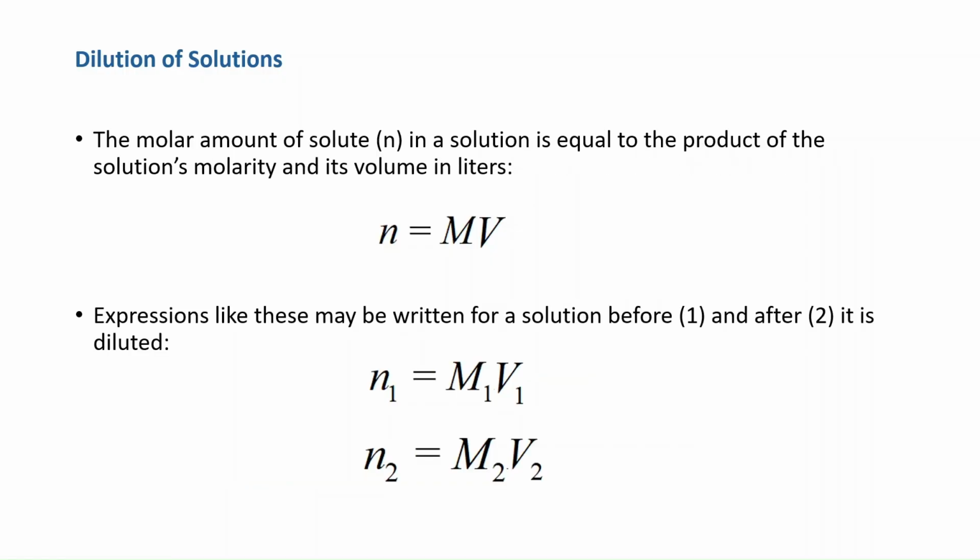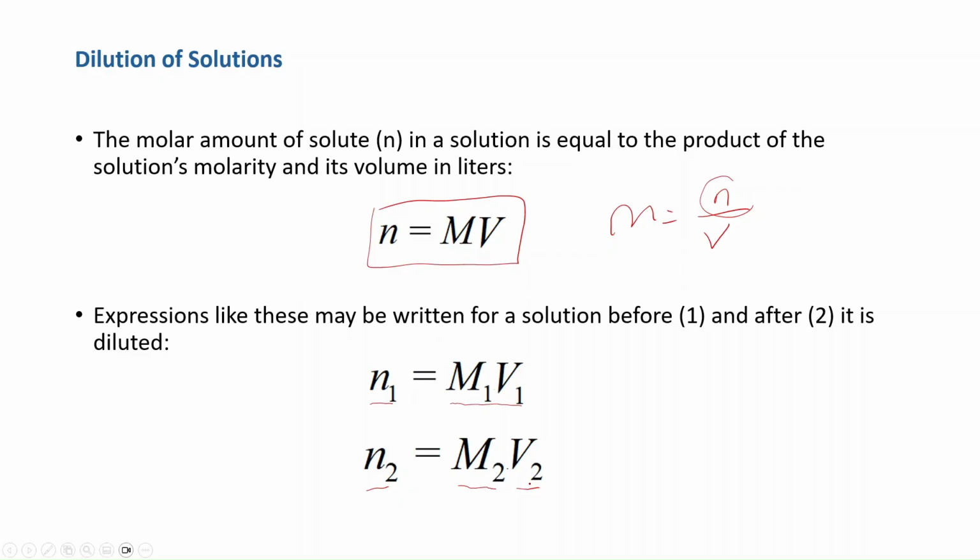You need to keep in mind that the number of moles can be calculated. We say molarity is the number of moles divided by the volume. So if you want to know the number of moles, volume is dividing, so it goes to the other side multiplying. We are going to call 1 and 2 before or after the dilution. So before the dilution, the number of moles is the initial concentration times the initial volume. After the dilution, the number of moles is going to be the final concentration times the final volume.